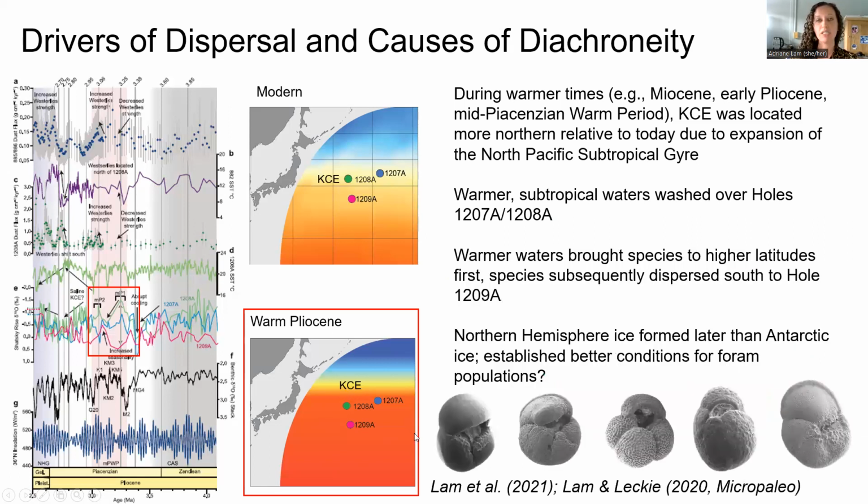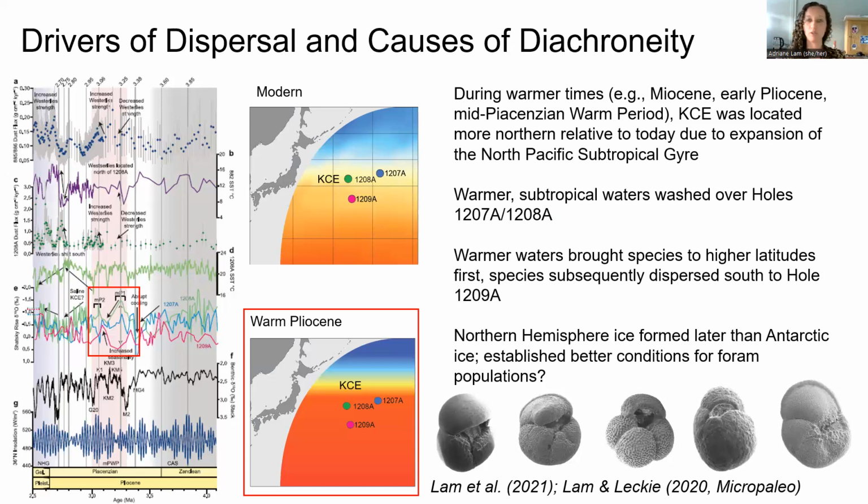So what we think was happening is that this warmer water, when we had an expanded North Pacific subtropical gyre and a Kuroshio current, these western boundary currents that were moving northward, these warmer waters brought species to higher latitudes first. And that's why we're seeing them appear at 1208 and 1207 first. And they later dispersed southward into hole 1209.